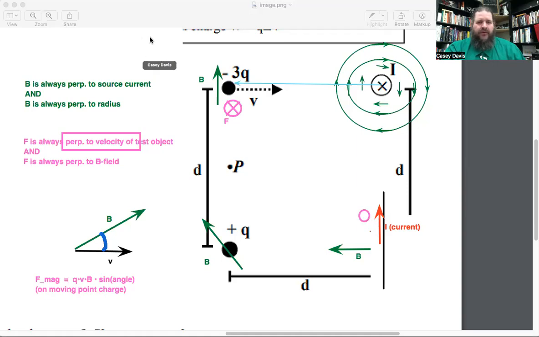Outwards, so we draw that as a circle with a dot. So that would be the force on the test wire as a result of the magnetic field created by the source wire.